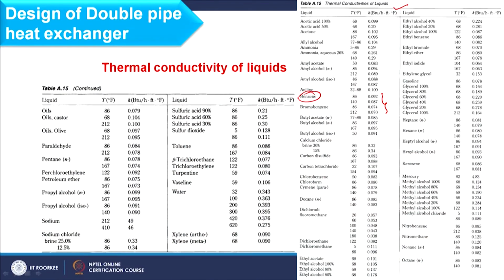So, here again I am taking the example of benzene. At 86 this is the value, and at 140 the value is this. These temperatures are basically the average temperature. So, if you are finding a value in between these two, you can interpolate the value, otherwise you can consider the extreme values. In that way you can find the thermal conductivity of the liquid.